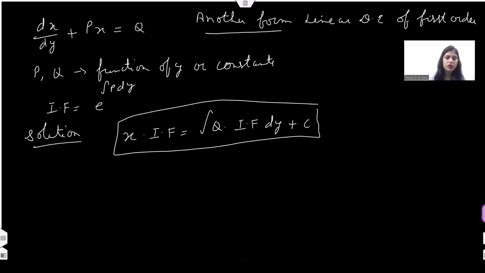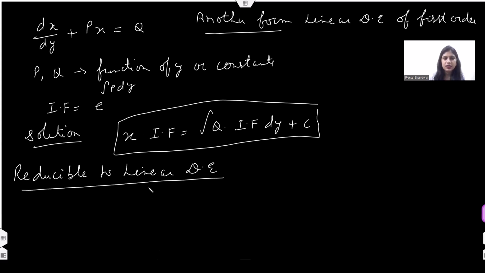Now we come to the equations which are known as reducible to linear differential equations. What does it mean? It means that there are some differential equations which are not linear in their current form, but they could be converted into linear differential equations by using some suitable substitutions. This type of equation has a specific name. They are known as Bernoulli's equations.